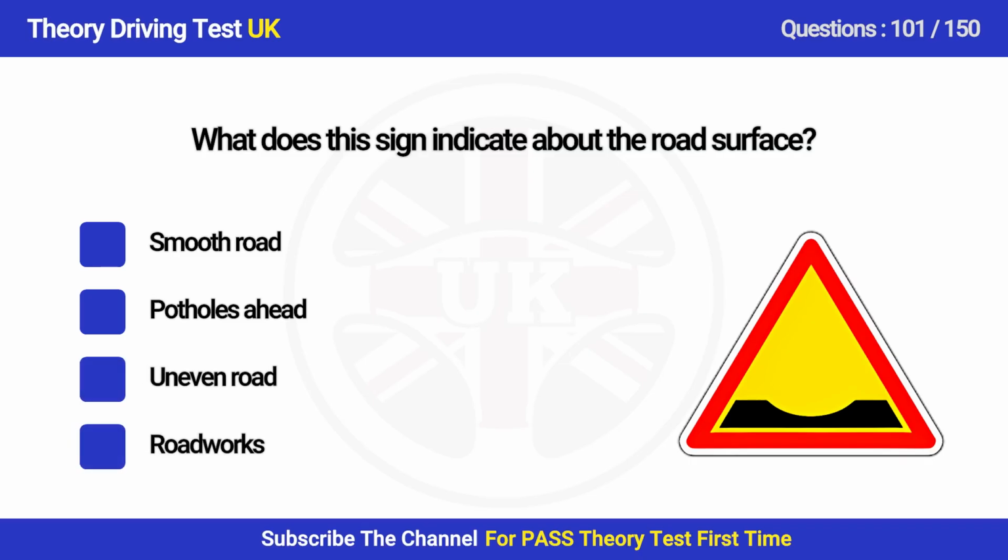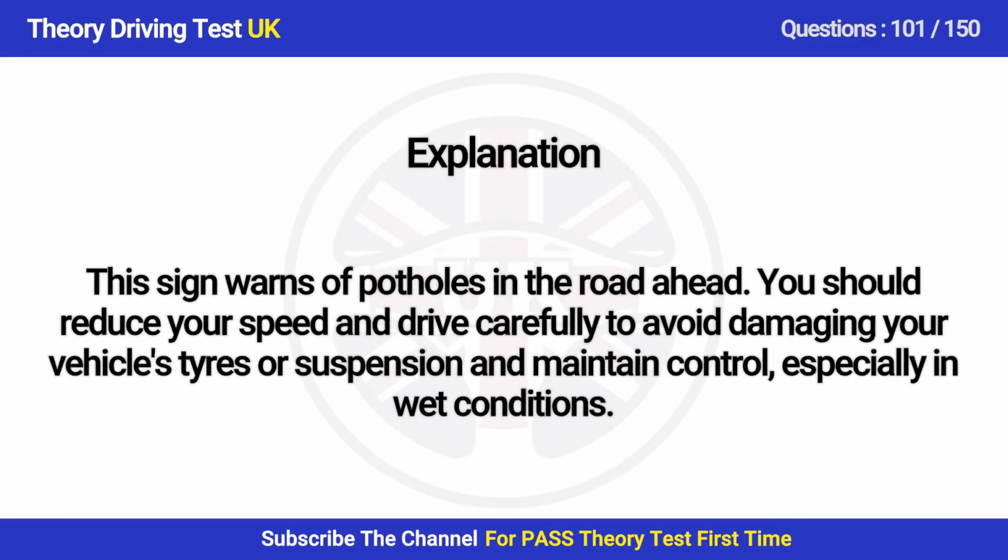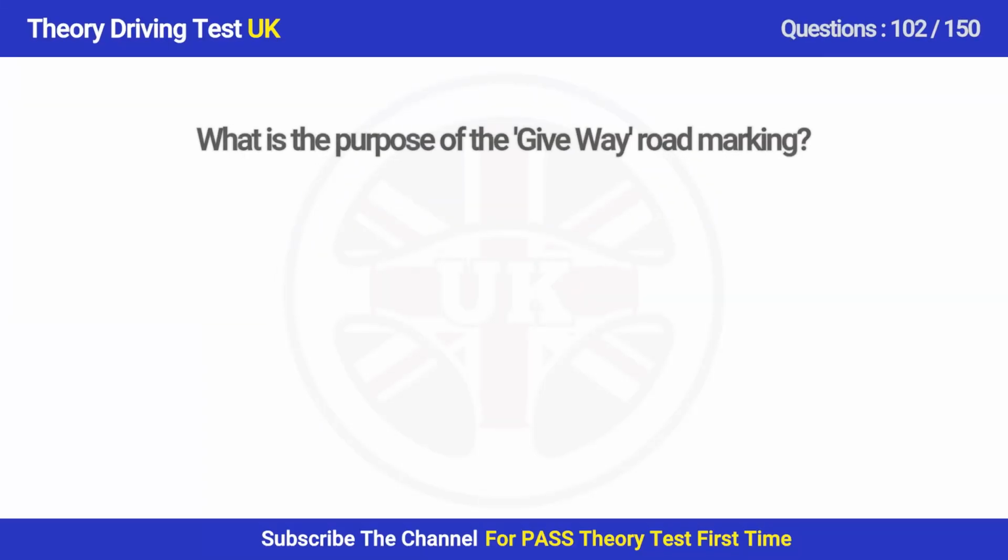A. Smooth road. B. Ahead. C. Uneven road. D. Answer is B. Ahead. This sign warns of potholes in the road ahead. You should reduce your speed and drive carefully to avoid damaging your vehicle's tires or suspension and maintain control, especially in wet conditions. Question 102.